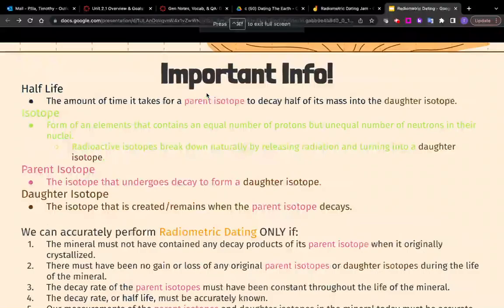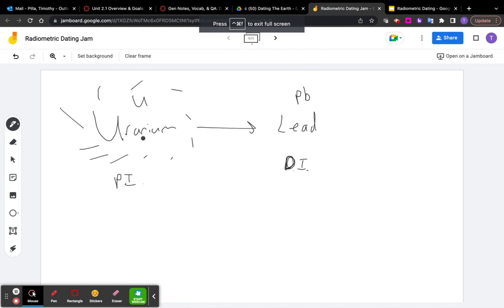One example that we use a lot is uranium. Uranium is radioactive, and it'll break down over time into lead. It actually releases energy, breaks down, and will turn into lead over a certain amount of time. So it's an isotope, a radioactive isotope.